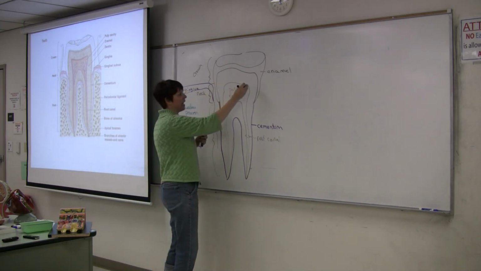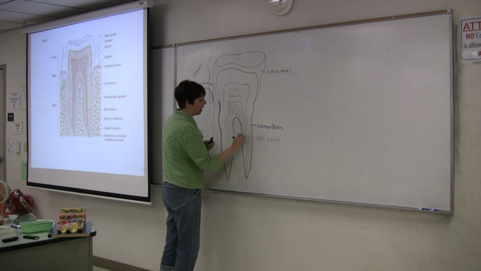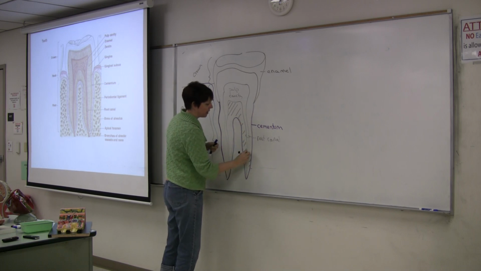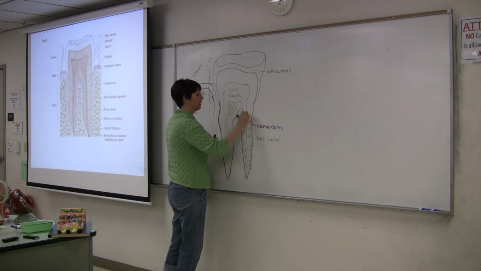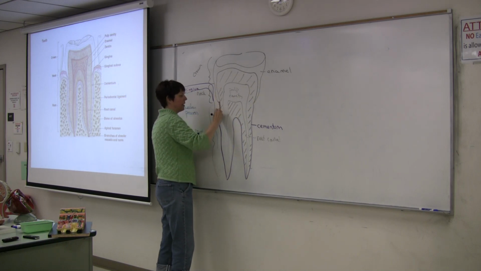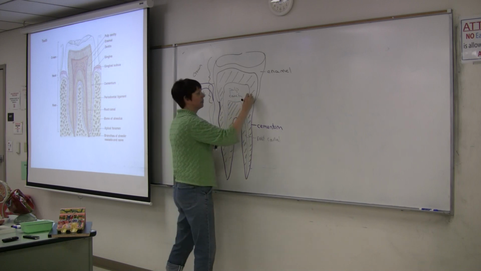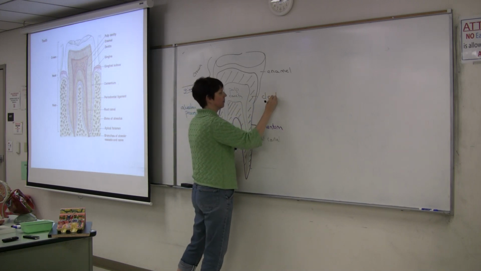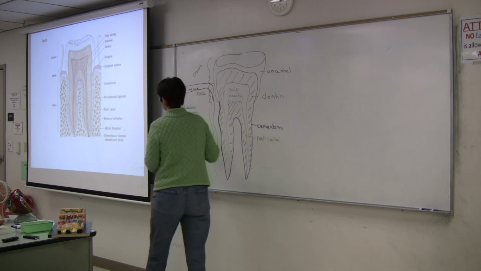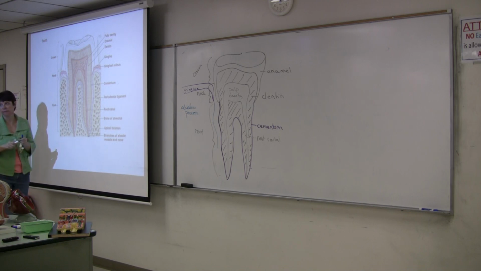So deep to the enamel, but not within the pulp cavity, we have a living tissue in contrast to the enamel, and this is known as the dentin. All right, so all of this kind of striated yellow-brown material would be dentin.